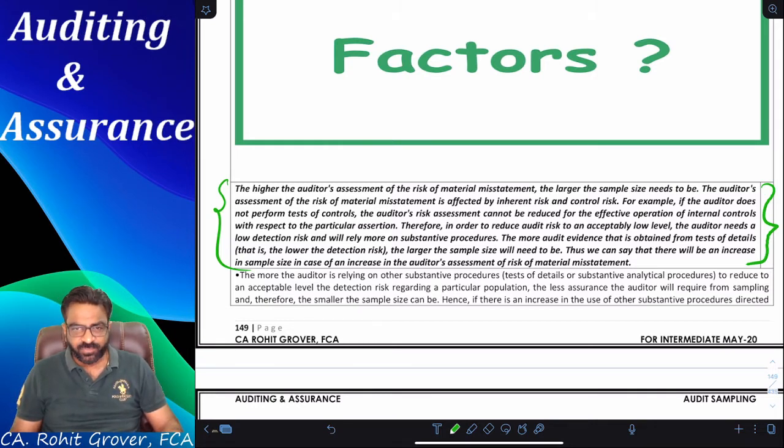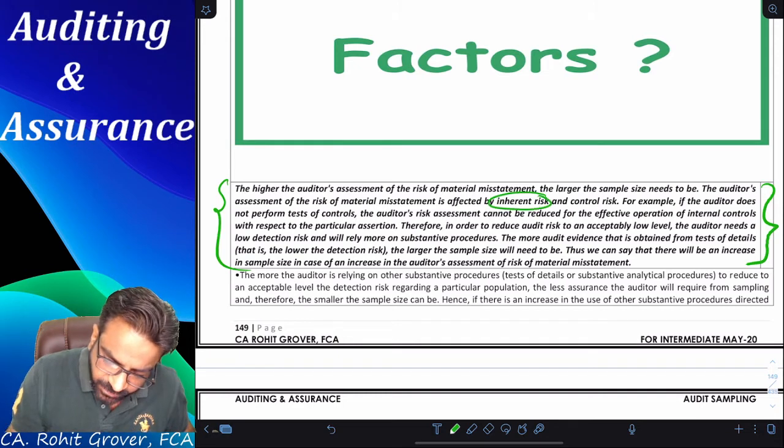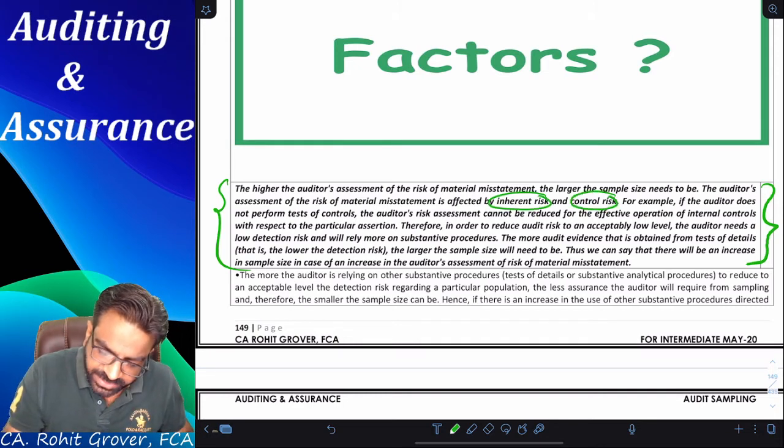The auditor's assessment of ROMM is affected by the inherent risk and control risk. Sir, what do you mean by inherent risk and what do you mean by control risk? That we are going to understand in 315.